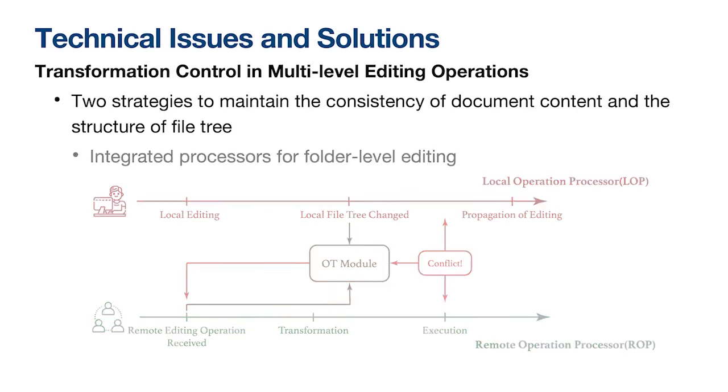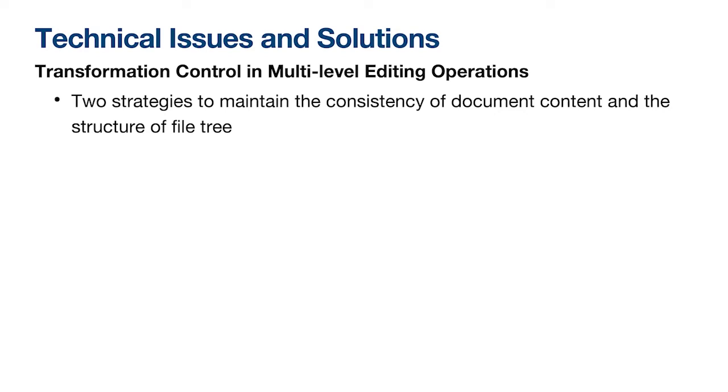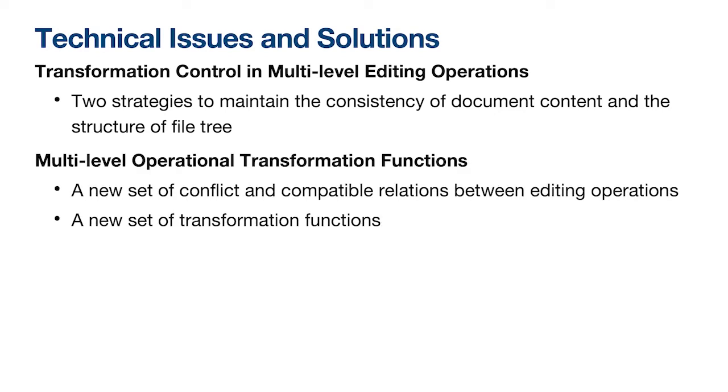In order to integrate file-level and folder-level OT algorithms supporting such transformation control and reduce the complexity of the system, we devise a new set of conflicts and compatible relations between editing operations. These relations help us devise and implement a set of new transformation functions. They are described in detail in section 5.1 in our paper.